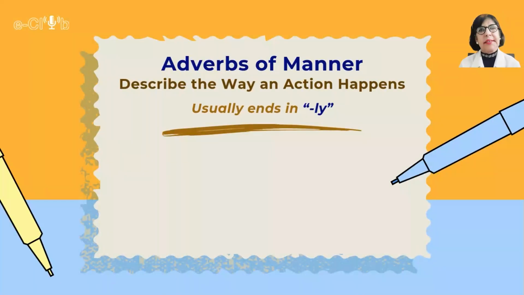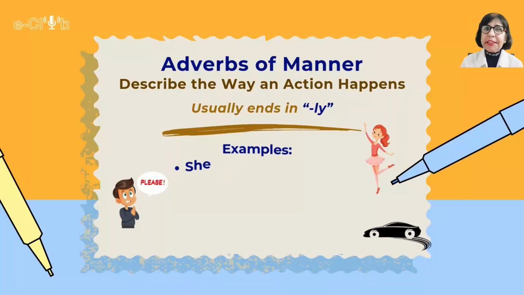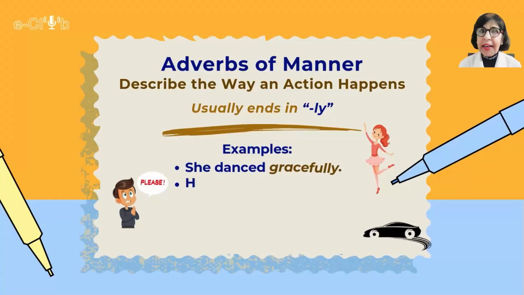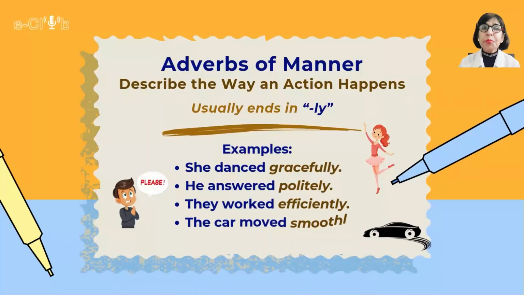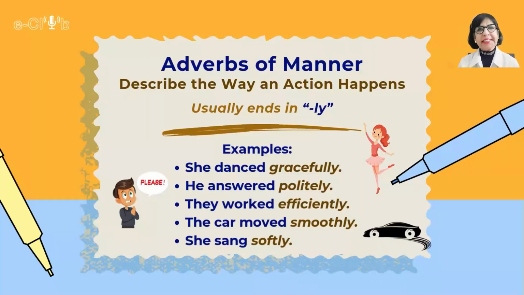Adverbs of manner. These adverbs tell us how something happens. Most of the time they end in ly, but not always. Let's look at some examples. She danced gracefully. He answered politely. They worked efficiently. The car moved smoothly. She sang softly. Notice how these give us a picture of how the action feels or looks. Without them, the sentences would be flat.